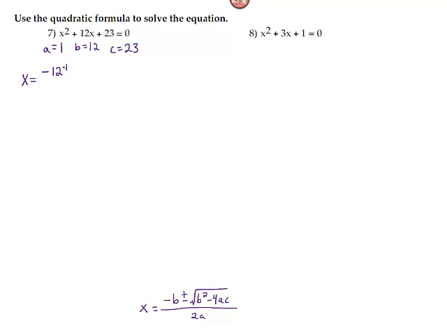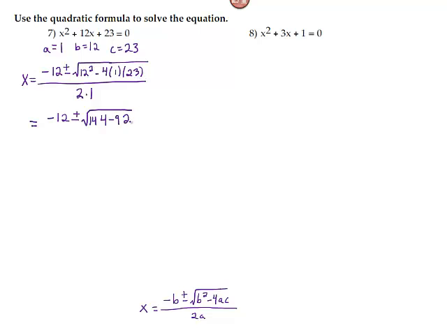Negative 12 plus or minus square root b squared minus 4 times a times c over 2 times a, so 2 times 1. Now this looks tricky to simplify, but you really just have to take it in a few steps. The first thing we want to do is figure out what is going on underneath the square root. So 12 squared is 144. Negative 4 times 1 is negative 4. Negative 4 times 23 is 92. So 144 minus 92. 2 times 1 on the bottom is 2.